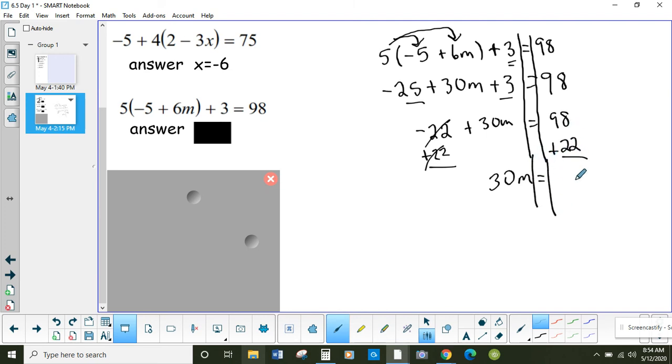So I'll go ahead and add these two. I get 10, carry my 1. I should get, what, 12? And divide both sides by 30. And we should get an answer of 4.